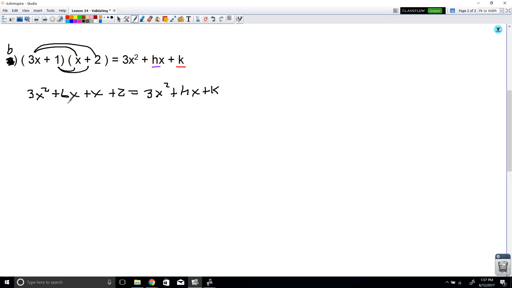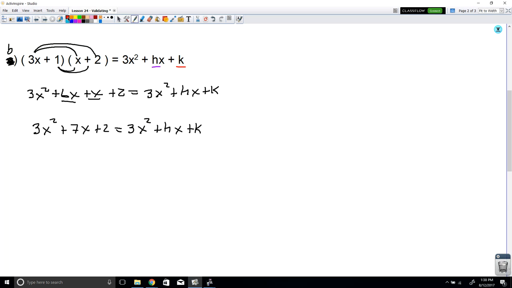All right, so let's see, is there anything that we can simplify here? Well, I can see that I can combine these two. So now the left side is 3x squared plus 7x plus 2, and the right side is 3x squared plus h of x plus k. All right, so it's looking better now. Notice that the left side is almost identical to the right side. The first term is 3x squared, the first term is 3x squared.